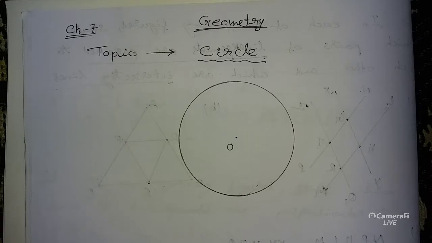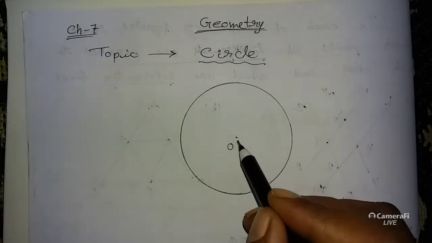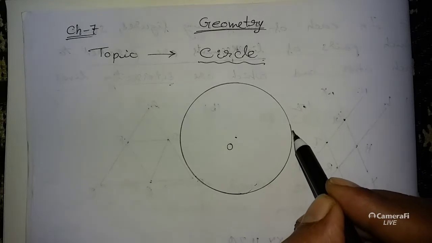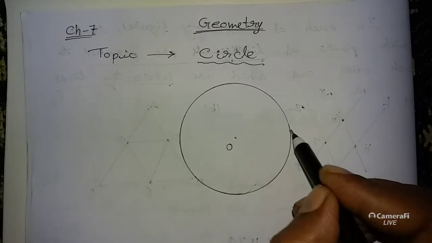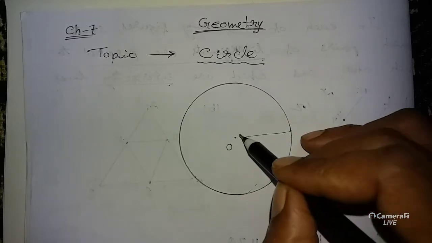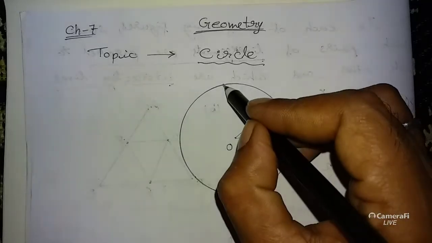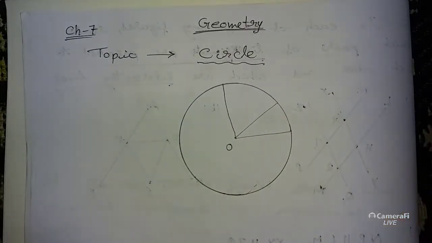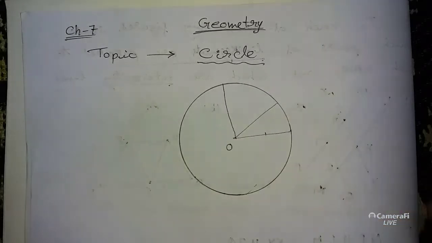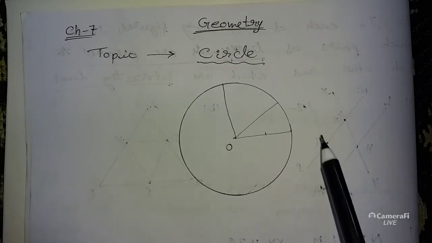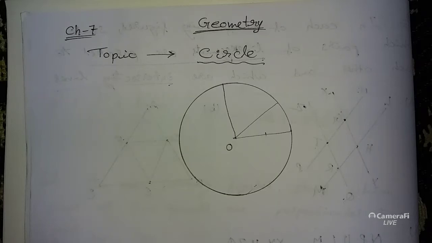See from the figure that there is a fixed point O inside the circle. If we take any point on the boundary line and join it with O, you will always get this distance equal: this distance, or this distance, or this distance are equal in measurement, that is, in centimeters they will be the same. Then this figure is called a circle.